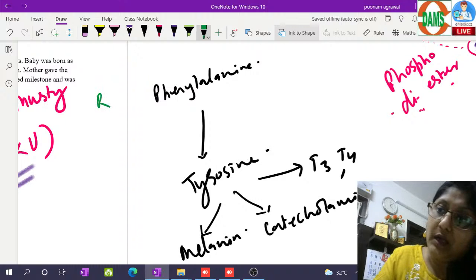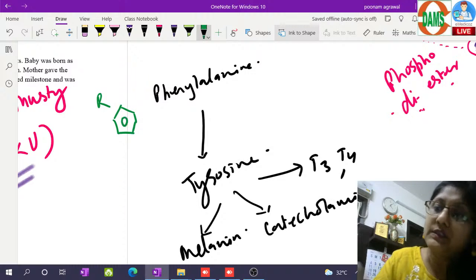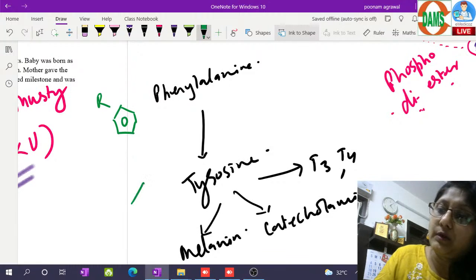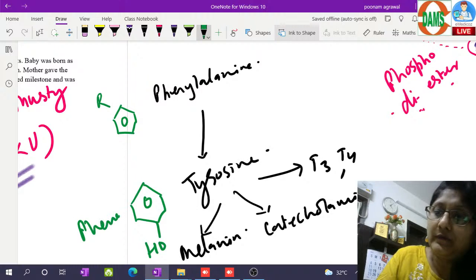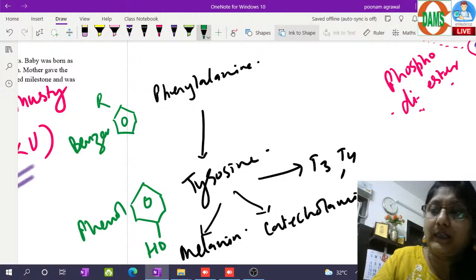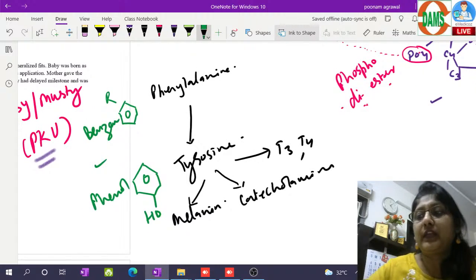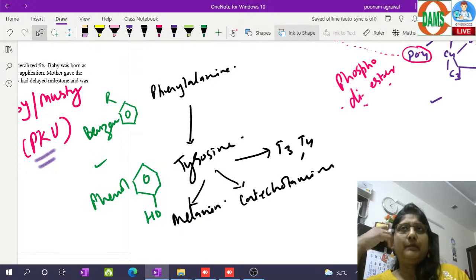If you talk about the R group in phenylalanine, it is just a benzene ring. And in tyrosine, the R is actually a phenol group. You know, this is phenol, this is a benzene ring. So in the conversion of phenylalanine to tyrosine, nothing much is happening. Just the side chain of phenylalanine is modified, where the benzene ring gets one extra hydroxyl group at the para position and becomes a phenol group. An amino acid where benzene is converted to phenol is called tyrosine.